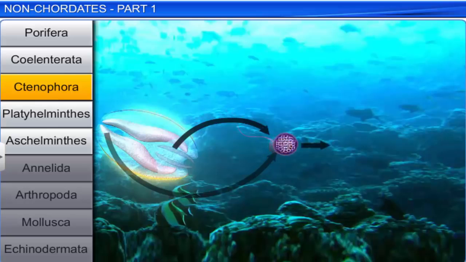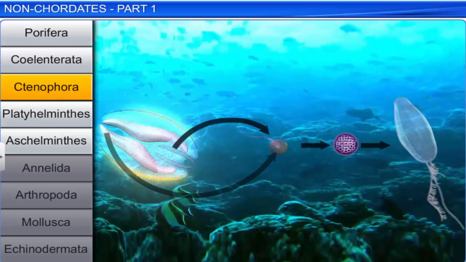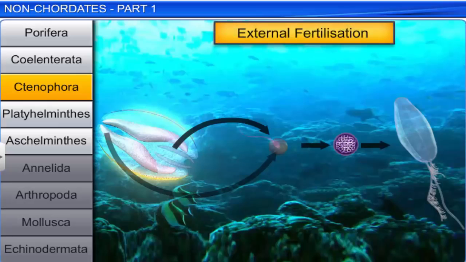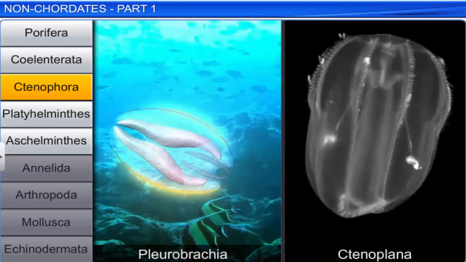Ctenophores are hermaphrodite and exhibit sexual reproduction. In these animals, fertilization is external with indirect development. Pleurobrachia and Ctenoplana are some common ctenophores.